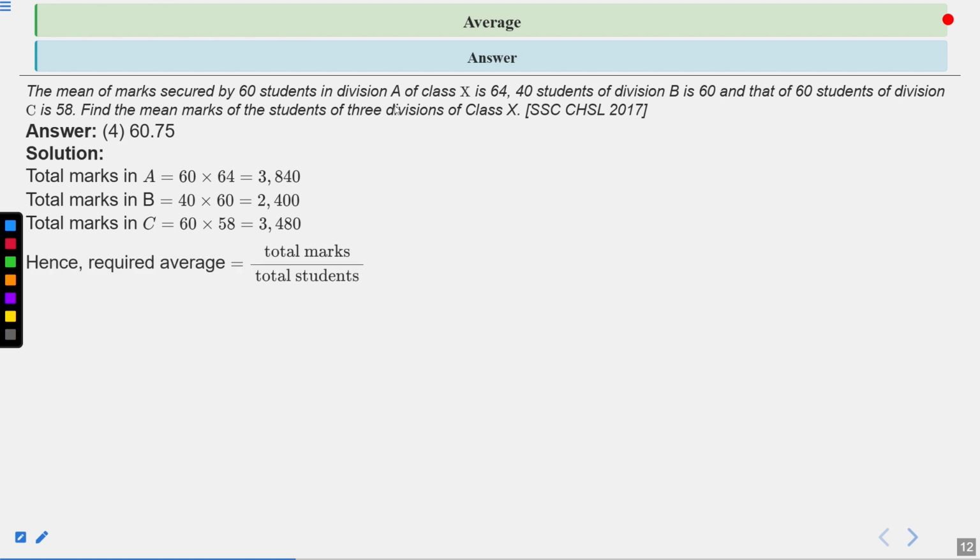So the required average becomes total marks upon total students. It will become 9720 when we add up all three marks, and dividing by 160, we got 60.75. So the fourth one is the correct answer of this question.